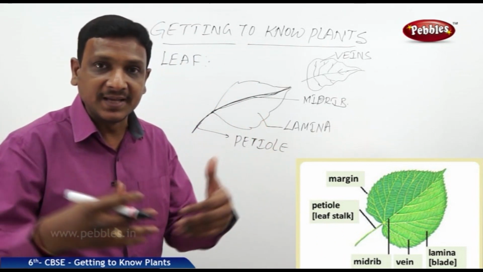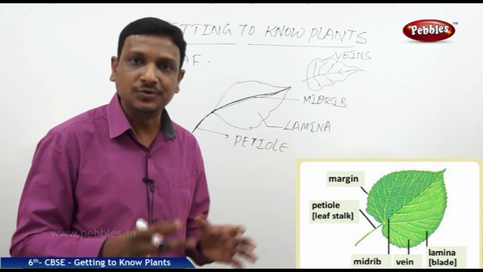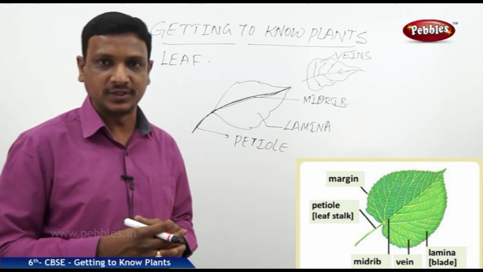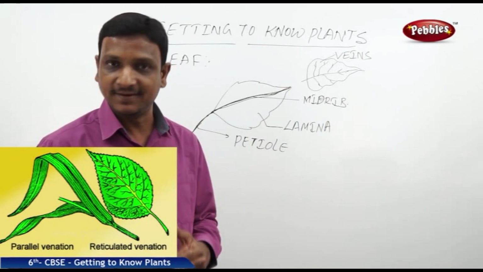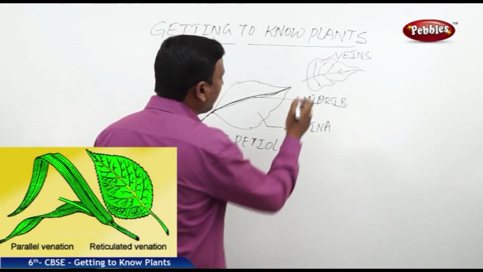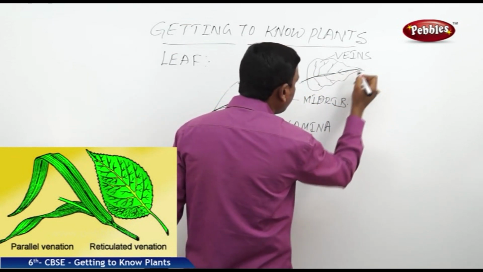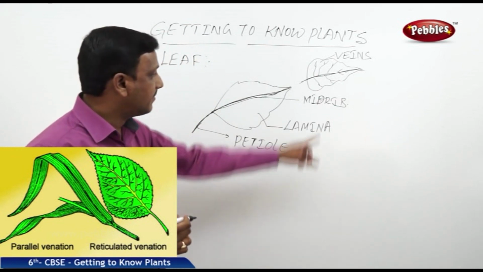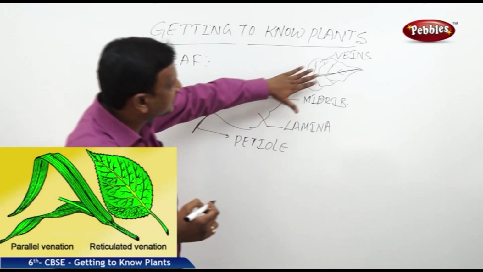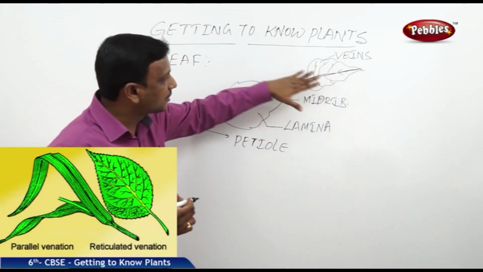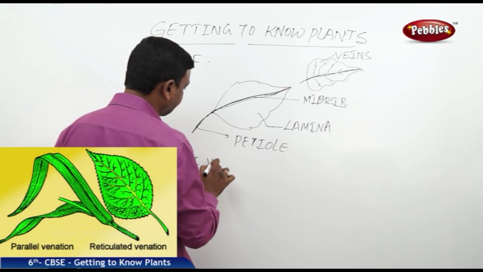They are the network of pipes which are connected to the vessels of the stem. What is their function? They are helpful in the conduction of water. So the leaf has got a network of veins for the supply of water and minerals to the leaf. In these veins, we find a major vein which extends from the petiole to the tip of the leaf, that is called the midrib, as I have written here. The pattern of veins inside the leaf is called leaf venation.